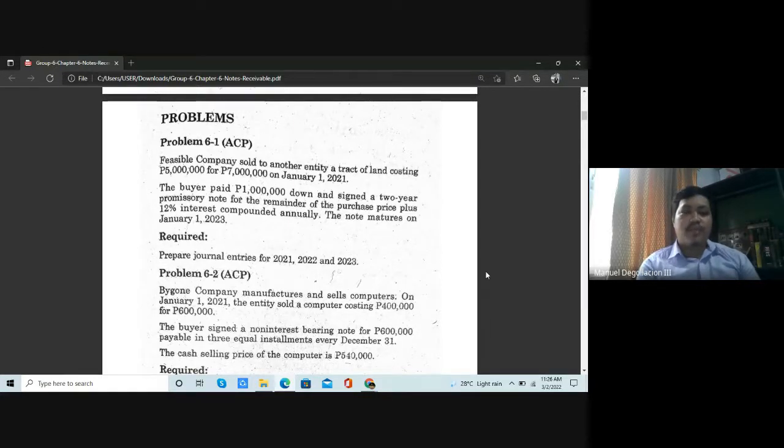Fourth takeaway would be the computation of the amount of payment that you will receive by the maturity of the promissory note, and that is again simply the aggregate amount of the principal of the promissory note plus all the interest that were earned.